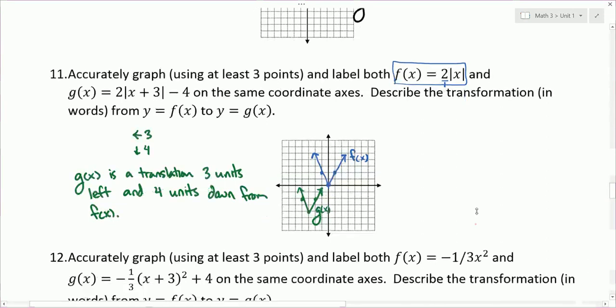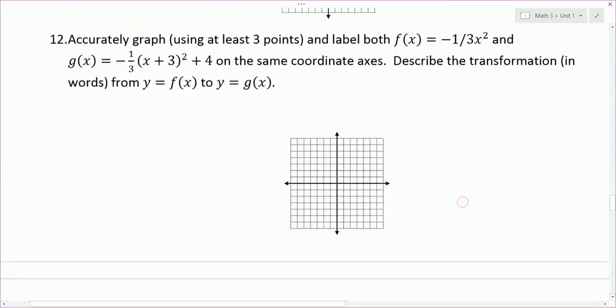Number 12. Accurately graph using at least 3 points and label both f of x equals negative 1/3 x squared and g of x equals negative 1/3 times (x plus 3) squared plus 4 on the same coordinate axes. Again, notice f is a parent graph, g is a translation of that parent graph. Describe the transformation in words from f of x to g of x again.